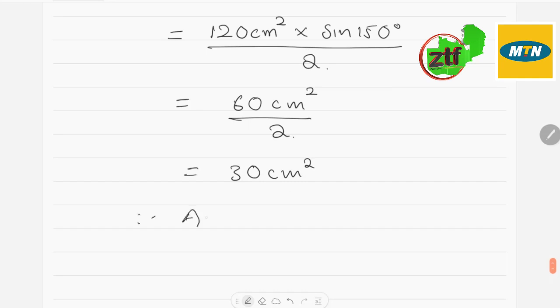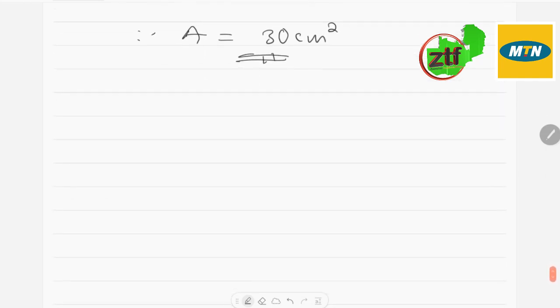Therefore, the area of this triangle is 30 square centimeters. So that is how you answer this question on trigonometry. All right, that is how we answer this question on trigonometry. Okay, so let's quickly answer question 20. We quickly go to question 20.